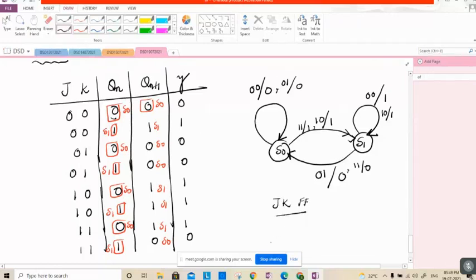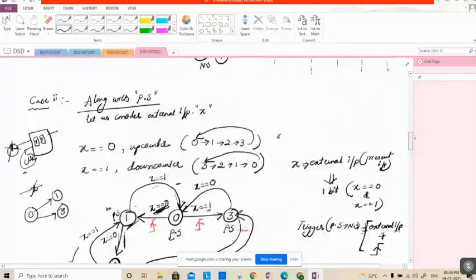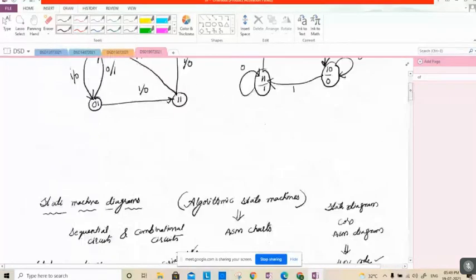Is it clear how we have written? Yesterday we have seen the problems where the state diagram is converted to state table, and today we have seen the problems related to conversion of state table to state diagram. Is it clear? How to see the number of states, how to write state diagrams, what the inputs are, what the outputs are, all those things.